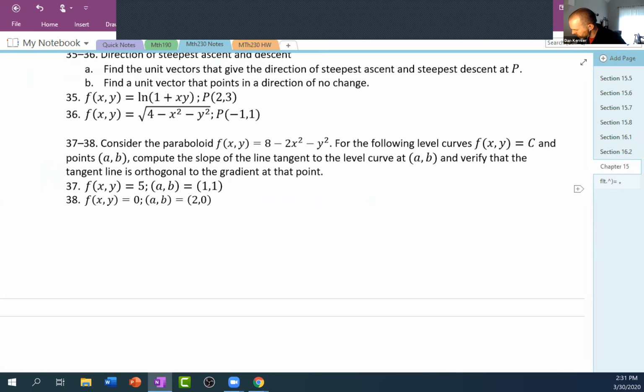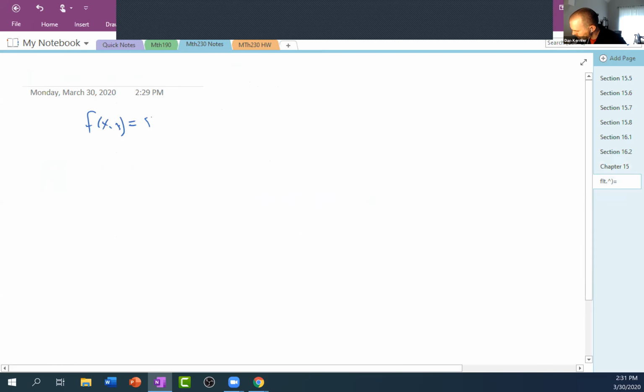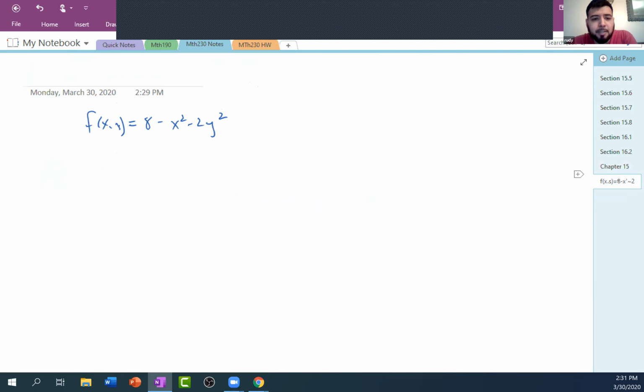Penmanship, not great. 8 minus 2x squared minus... was it x squared minus 2y squared? If you want, you could probably select it and then copy it. Yeah, I could. Thanks, Rudy.